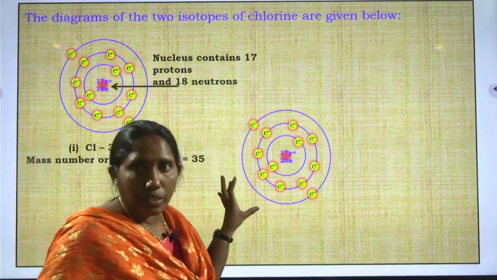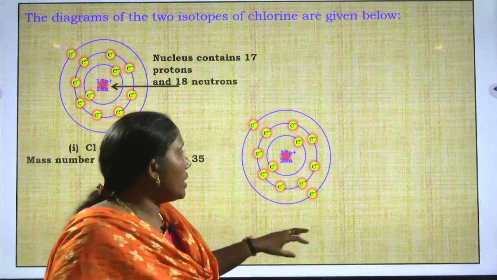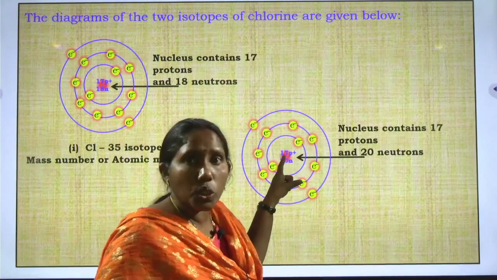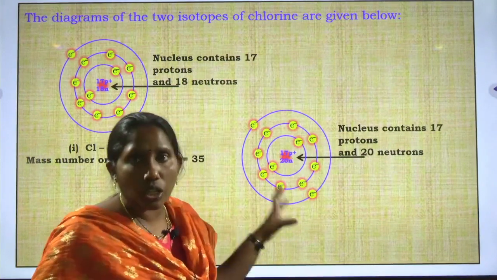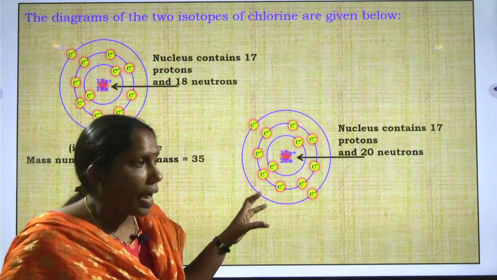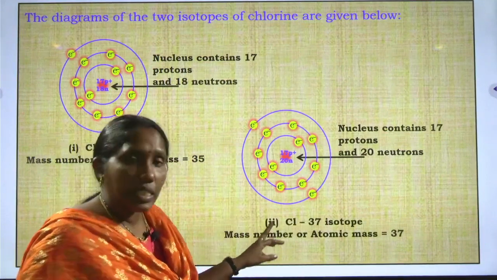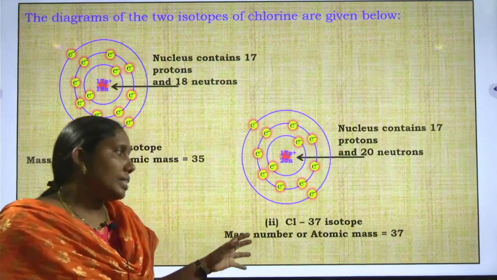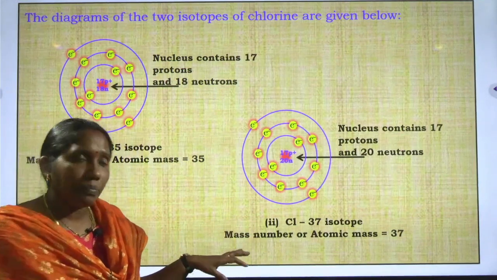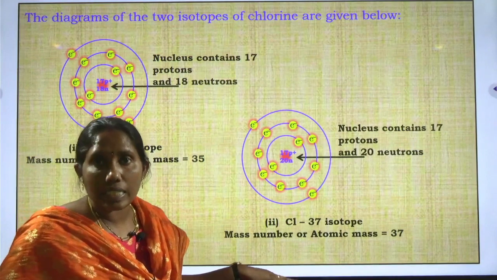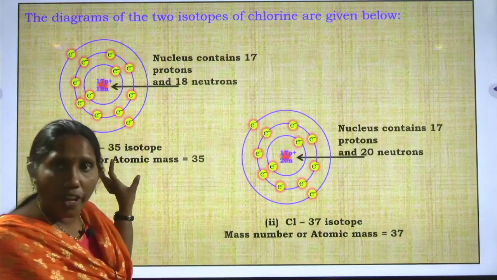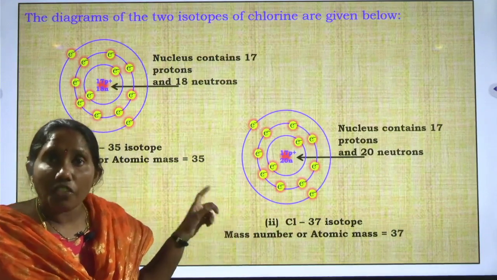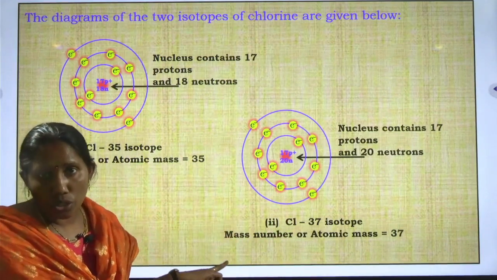This is for another isotope. Chlorine-17, nucleus contains 17 protons and 20 neutrons. 17 protons and 20 neutrons means it is a chlorine-37 isotope. It has a mass number, or atomic mass, of 37. So this is for chlorine-35 and this is for chlorine-37. These are the graphical representations of chlorine isotopes.